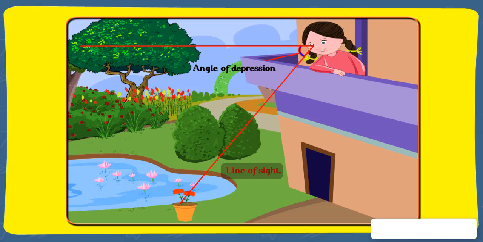The angle of depression of a point on the object being viewed is the angle formed by the line of sight with the horizontal when the point is below the horizontal level. Look at this example. The girl sitting on the balcony is looking down at a flower pot. In this case, the line of sight is below the horizontal level. The angle so formed by the line of sight with the horizontal is called the angle of depression.